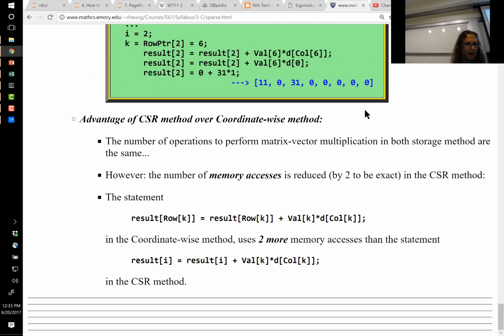And it points out over here at the bottom, the advantage of the CSR method over the coordinate-wise method is that the number of operations to perform matrix vector multiplication are the same for the two. However, the number of memory accesses is reduced by a factor of 2 in the CSR method. So this is a nice example of how, if you were just thinking about big O, it's going to be the same in terms of operations. However, this idea of memory access being something that matters and can slow us down, CSR is a lot better.